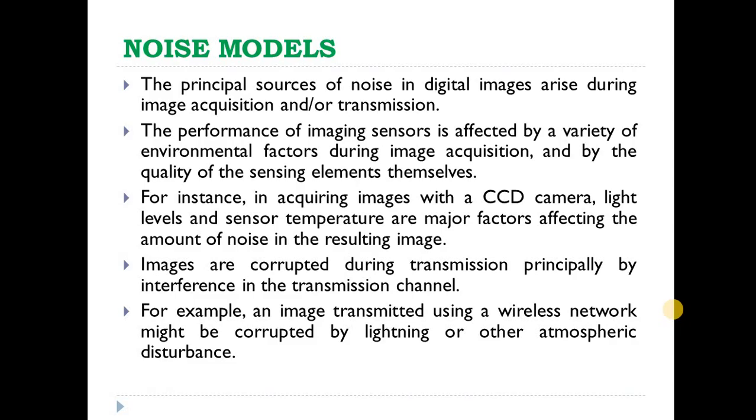When you transmit the images, they are corrupted by interference in the transmission channel. Images when transmitted using a wireless network can be corrupted by lightning or other atmospheric disturbance. So these are some of the examples for the distortion. Like this, there are varieties of distortions while capturing and transmitting the image.